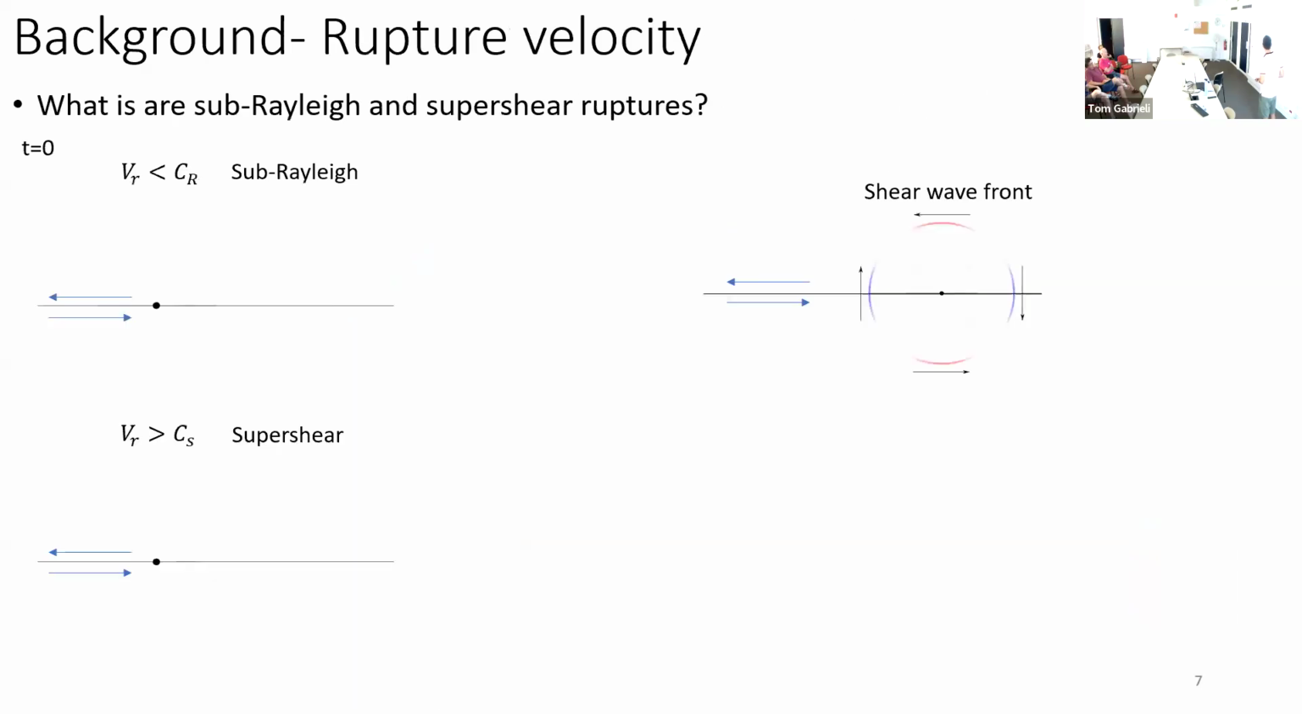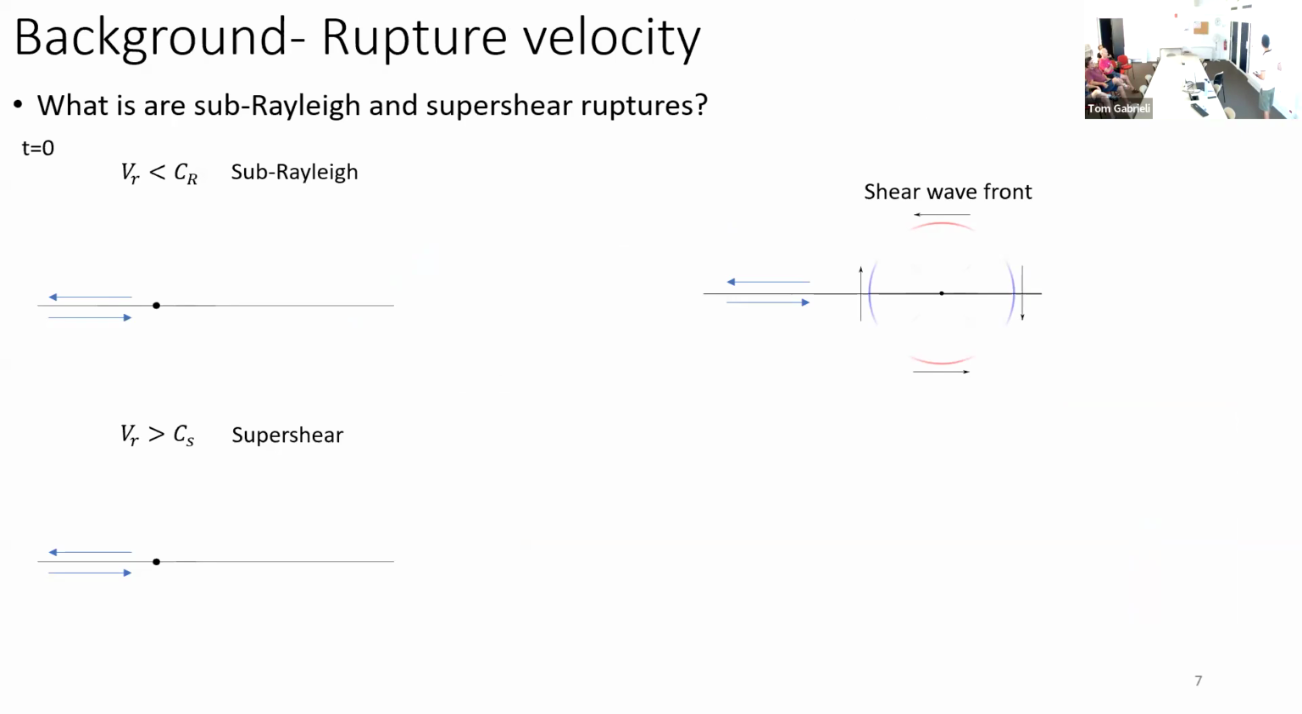And a bit about fault rupture velocities. So I'll talk about sub-Rayleigh velocities, which is slightly less than the Rayleigh wave speed, and supershear velocities, which is above the shear wave speed of the rupture propagation velocity. And both have very distinct and different displacement fields around them.